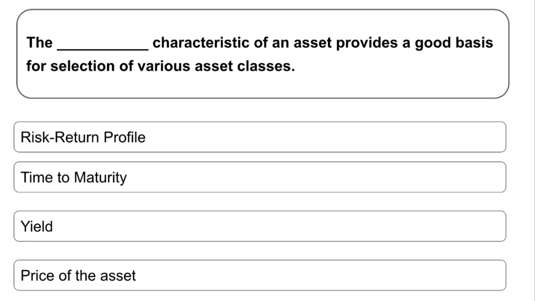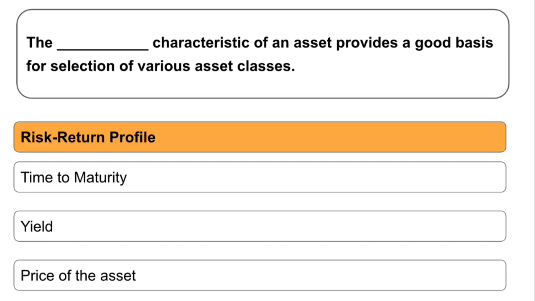So let's begin. First question is, the dash characteristic of an asset provides a good basis for selection of various asset classes. Options are A, the risk return profile, B, time to maturity, C, yield, D, price of the asset. Then the correct answer is risk return profile. As you know, whenever we are going to buy any asset, the most important thing that we will look at is what is the risk that I am going to take and how much return am I really going to get.